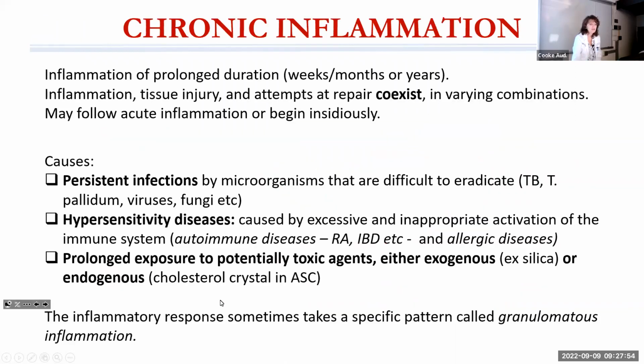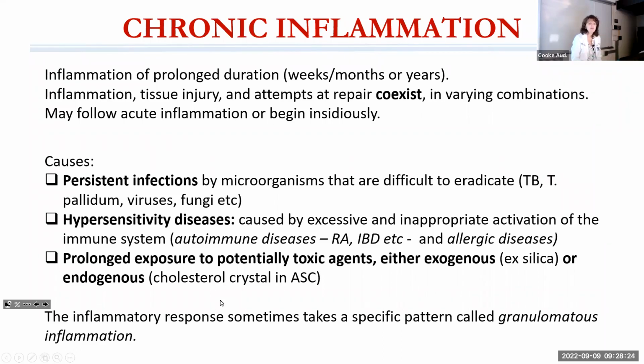Now let's move on to chronic inflammation. I just said it's defined as an inflammatory process of prolonged duration, weeks, months, or even years. So in the case of chronic inflammation, tissue injury, inflammatory process, and attempts at repair will coexist in varying combinations. It may follow acute inflammation, or it can start de novo without that loud phase of acute inflammation. What are the causes?